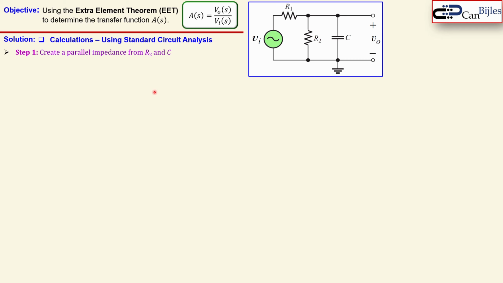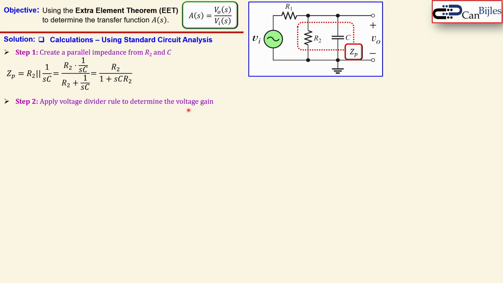So let's do that. We will first create a parallel impedance formed by R2 and C. That's called here ZP. So ZP is the parallel combination of R2 and the impedance of capacitor C, that's 1 over SC, and we do the product divided by the sum, and we will work it out, and we will get R2 over 1 plus SCR2. Now we apply the voltage divider rule, as we have done for the other cases, and then we determine the voltage gain. That means ZP over R1 plus ZP.